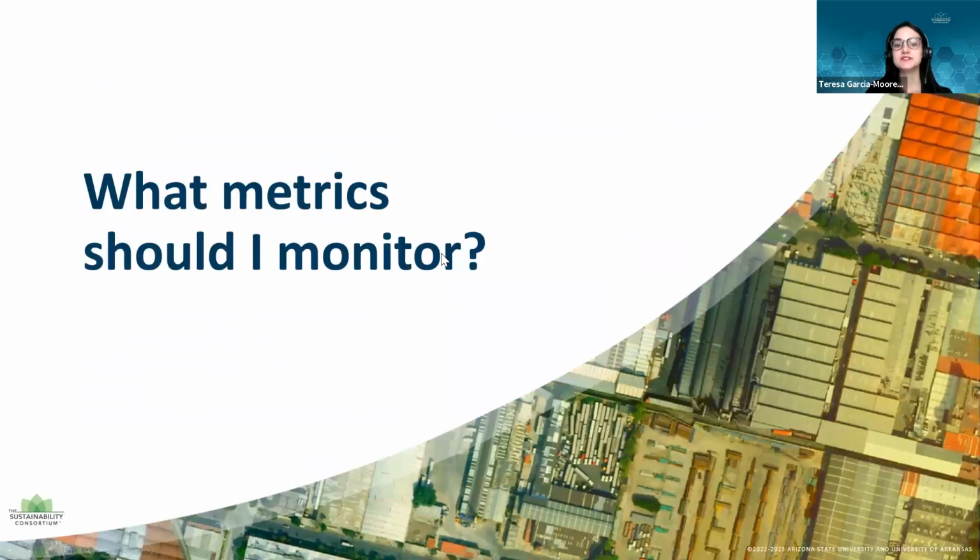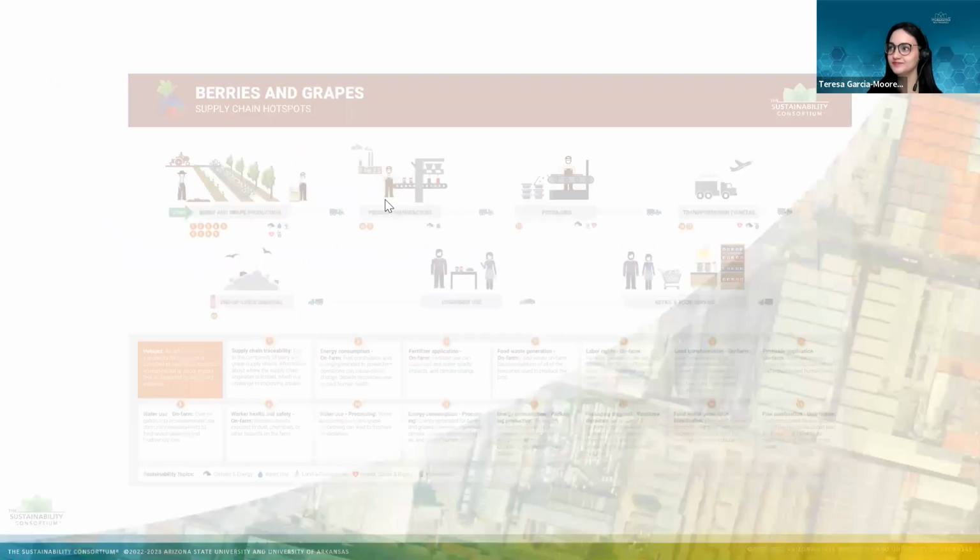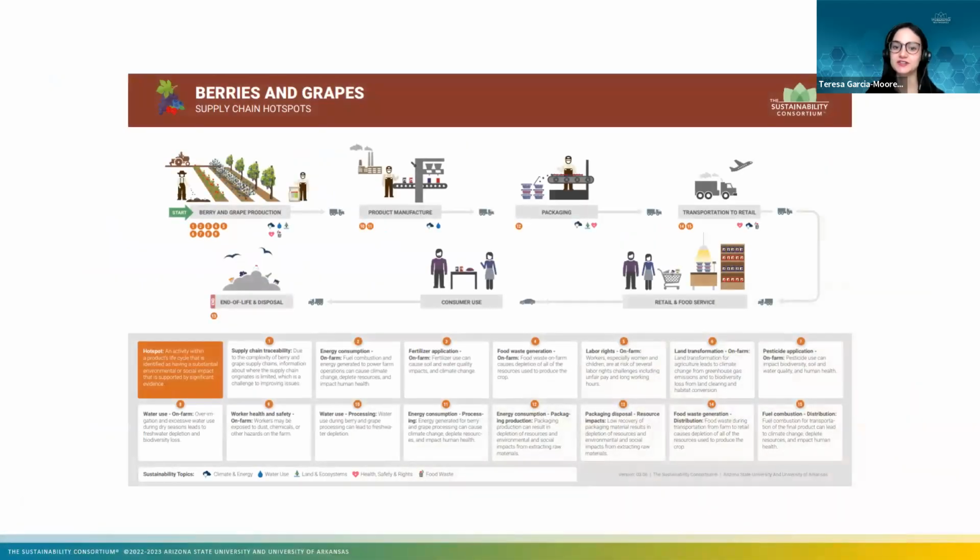Now, in terms of metrics to monitor, we have already done that work for you of identifying the most relevant sustainability areas that you should be monitoring in your product category. Here on the screen, you can see an example from the berries and grapes assessment of the main hotspots and their respective key performance indicators.